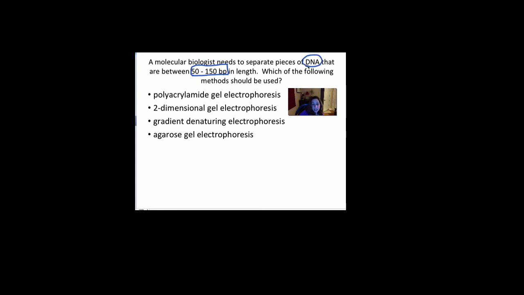And it's DNA. So when you see you're running DNA, there are two things I can immediately cross out here. One is two-dimensional gel electrophoresis, and one is gradient denaturing electrophoresis. And the reason is these two are for proteins. You don't use these for DNA. So you should have been able to cross out those two, and you're left with polyacrylamide and agarose gel electrophoresis. Both of these can be used for DNA, to run DNA on a gel.